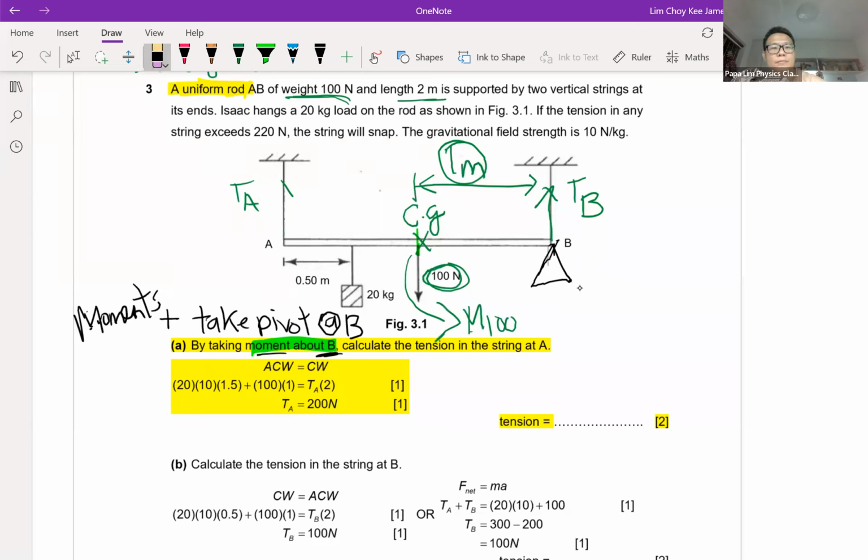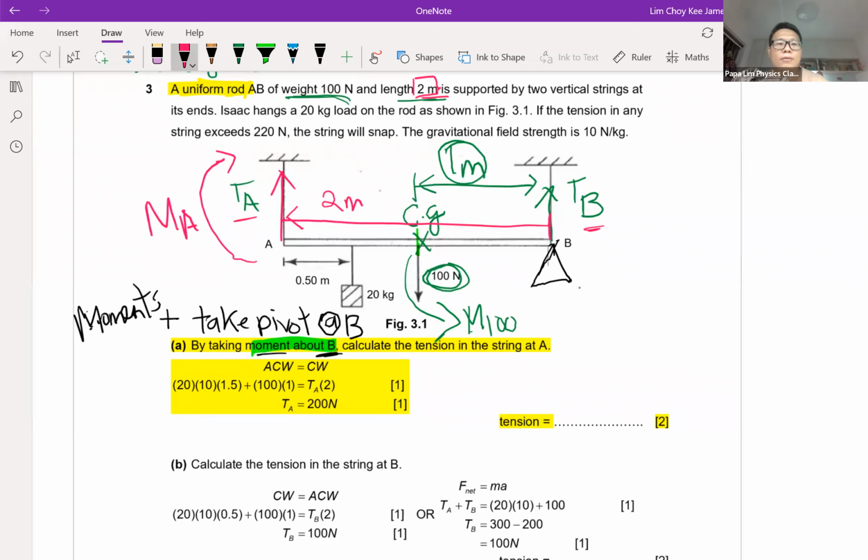Now, B will not have any moments because B cuts through the pivot. So the perpendicular distance is 0, and I can ignore B. Then I will have TA, tension in string A, from the pivot all the way to the force TA. This distance is 2 meter. The question says already, 2 meter, and that's my perpendicular distance. Because TA is pointing upwards and is on the left side of the pivot, this moment will be a clockwise moment. I label it as MA. Force is TA, distance is 2 meter.